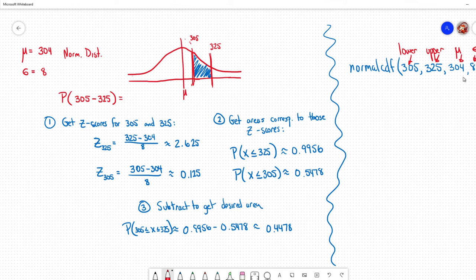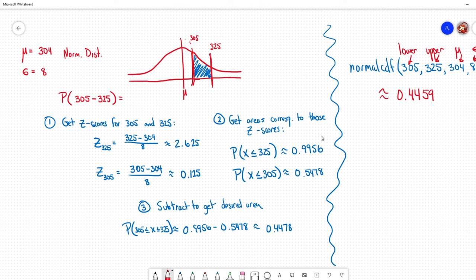I'm going to do that very quickly here off to the side. I'm not going to pull up the graphing calculator for this. So 305, 325, 304, and 8. Paste. And here we go. We get that the answer is approximately 0.4459. So you can see, in comparison to our answer, it's fairly close.